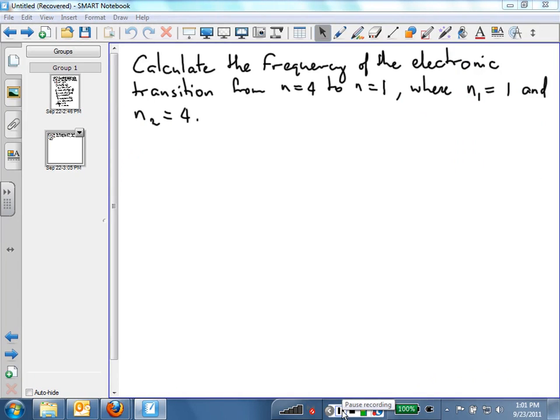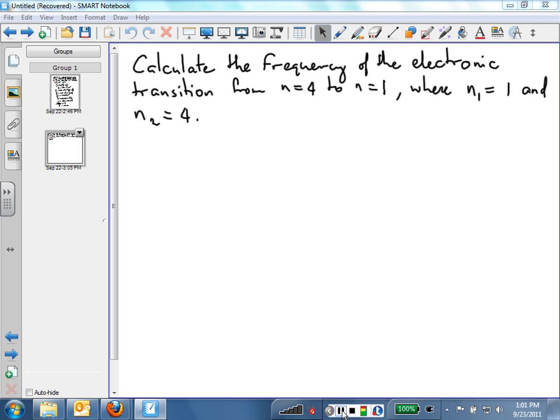Here is an example of a more difficult question involving emission spectra. It says calculate the frequency of the electronic transition from n equals 4 to n equals 1, where n1 equals 1 and n2 equals 4. As before, we can approach the problem in a series of steps.